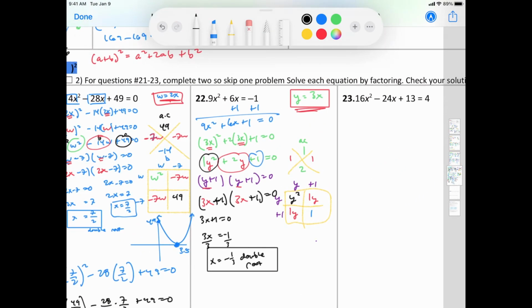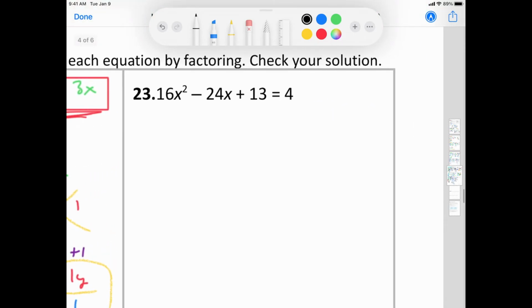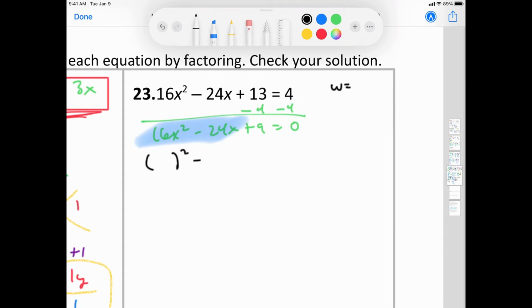Okay, let's do number 23. Set it equal to 0, same thing. Let's see if we can do this chunking method. Again, the chunking method only works for the first 2 terms. Let's pick our favorite letter. Let's pick W. What do you think it's going to be?